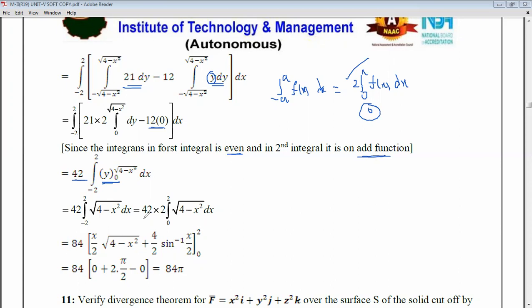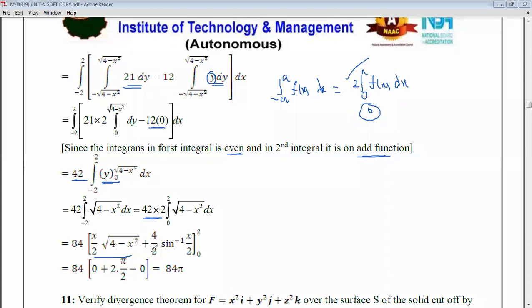So 42 into 2 is nothing but 84. And here it is having the square root of a square minus x square formula. Integral square root of a square minus x square dx is nothing but x by 2 square root of a square minus x square plus a square by 2 sine inverse of x by a, between the limits 0 to 2. First, if you substitute 2 here, 4 minus 4 is nothing but 0, and sine inverse of 2 by 2, the 2s both cancel, is sine inverse of 1, which is sine pi by 2.